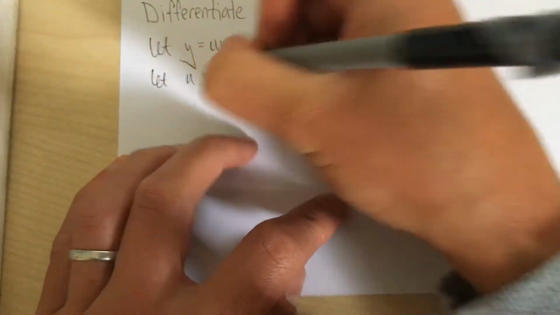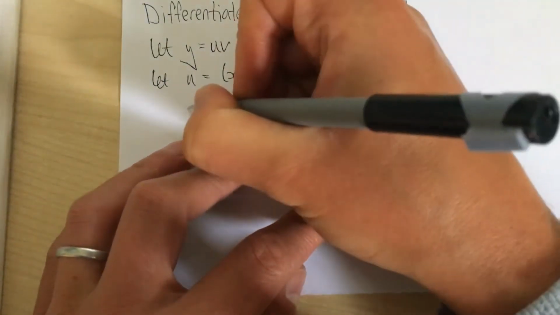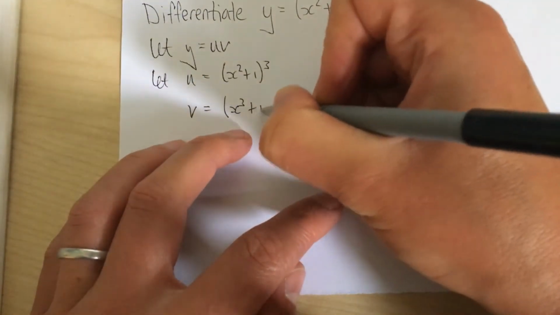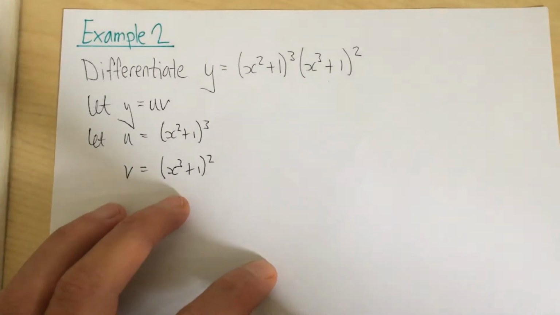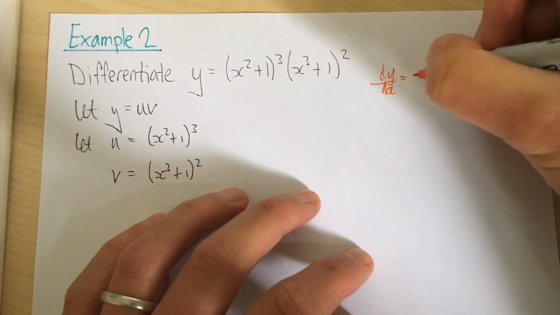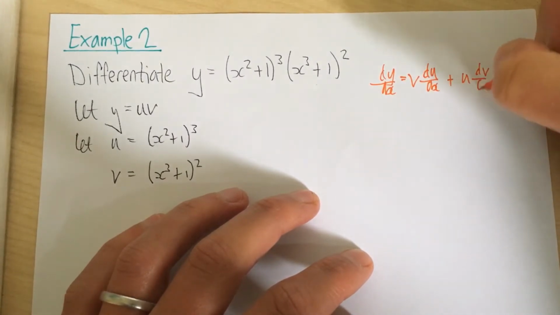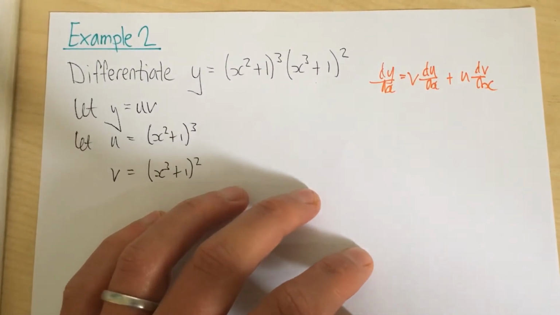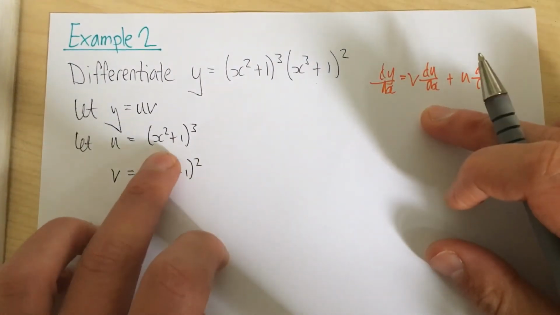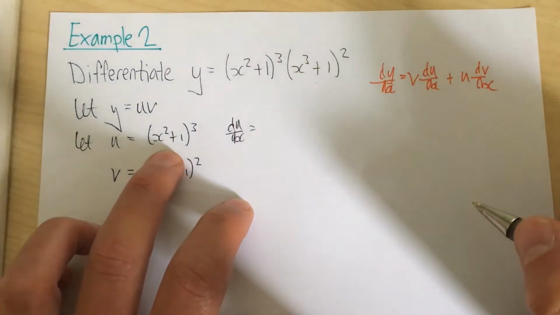Let u equal the cube of x squared plus 1, and v equal the square of x cubed plus 1. And if we just recall the product rule, dy by dx equals v du dx plus u dv dx. You've got to learn that off by heart. It's not given in the formula booklet. So let's differentiate these terms, and we're going to differentiate these using the chain rule.